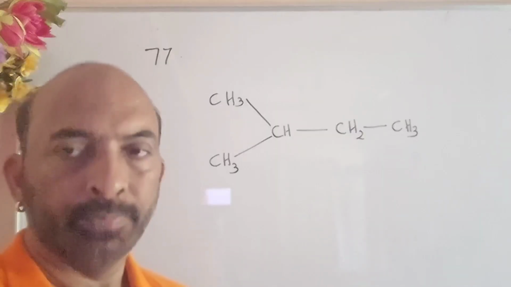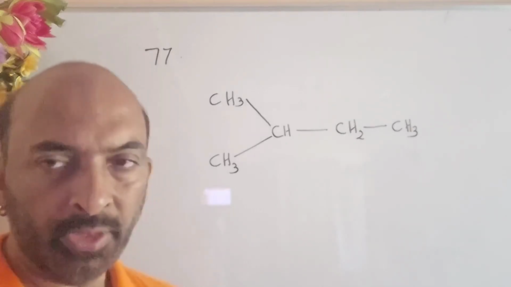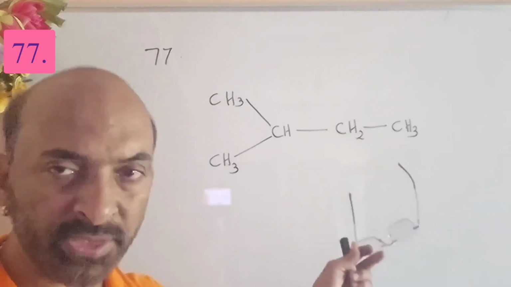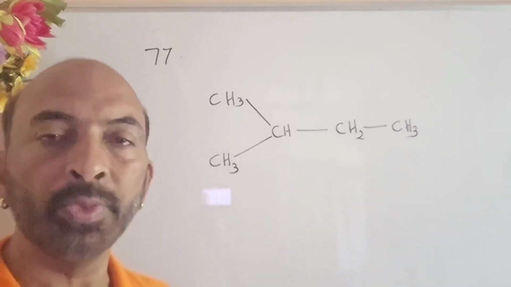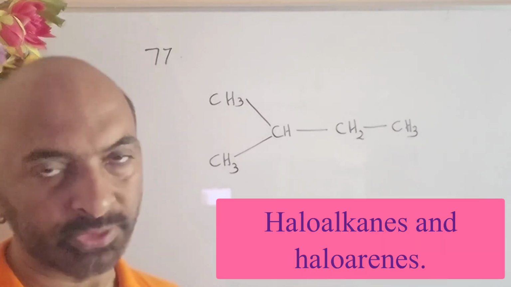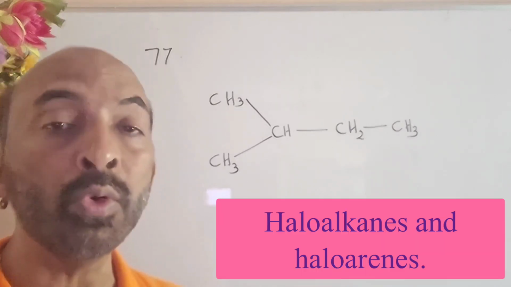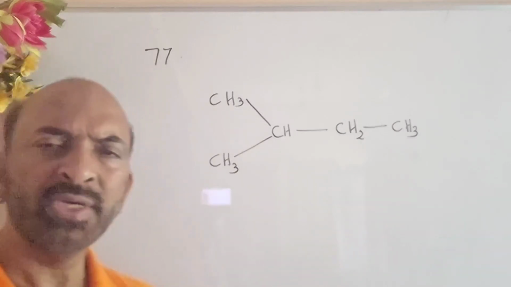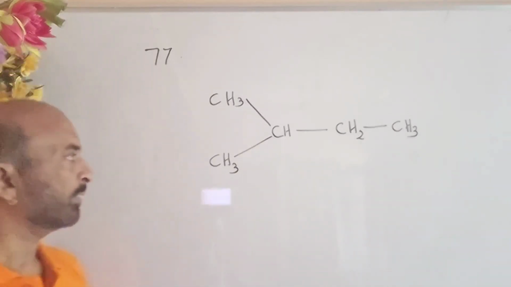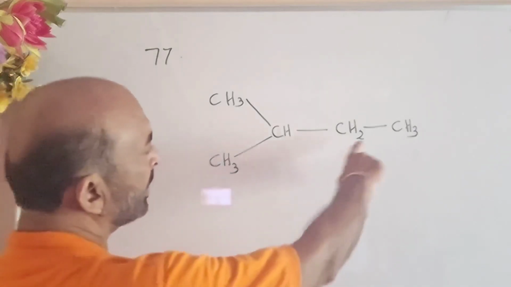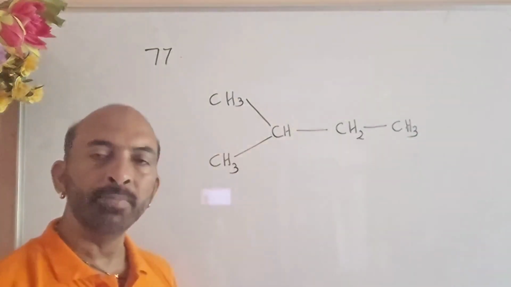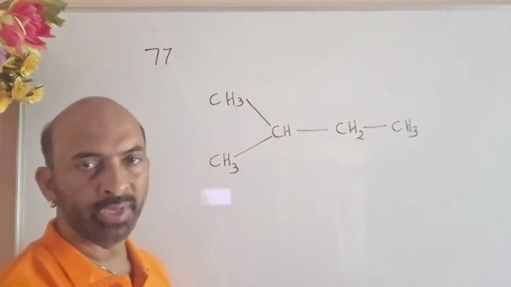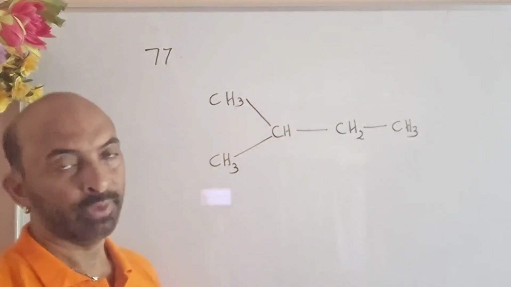The next question is from organic chemistry. Here it is asked how many possible isomers the structure can produce, including stereoisomers, upon monochlorination of this compound. What is this compound? It is 2-methyl butane, isn't it? 2-methyl butane, or it has the common name isopentane.